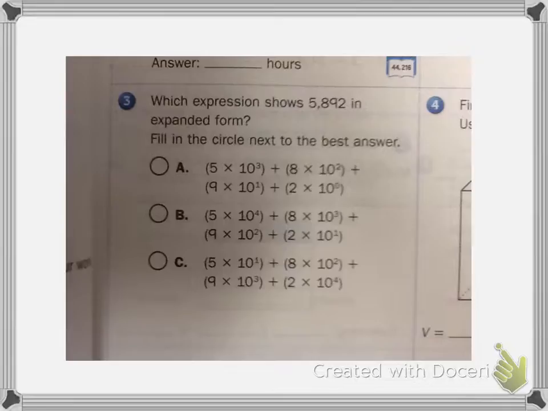Number 3 says which expression shows 5,892 in expanded form? Circle the best answer. So the first one is 5,000, or 5 times 10 to the third, which if we look is only the first one. So the best answer, without even moving on, is A.